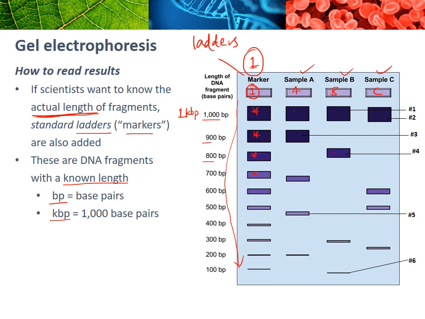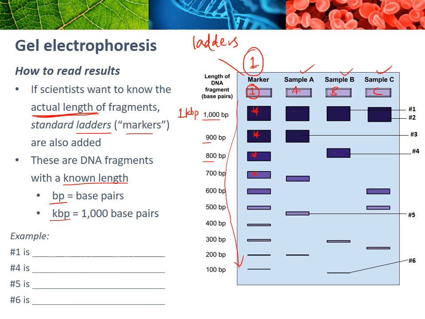Again, we've numbered 1, 2, 3, 4, 5, and 6. Pause for a second. See if you could estimate the exact base pair length of each of these fragments. Okay, so fragment 1, which hopefully you notice is the same length as fragment 2, is 1,000 base pairs long. Make sure you put in the measurement that it's given you. Fragment 4 is about the same as 800 base pairs long.